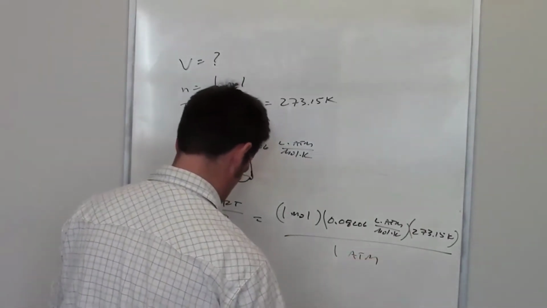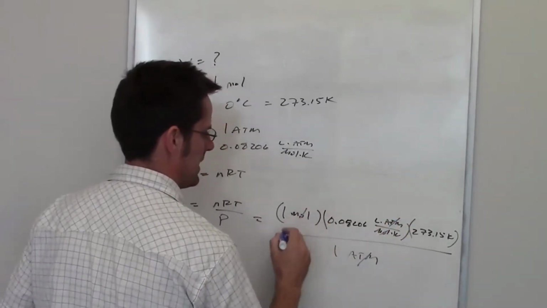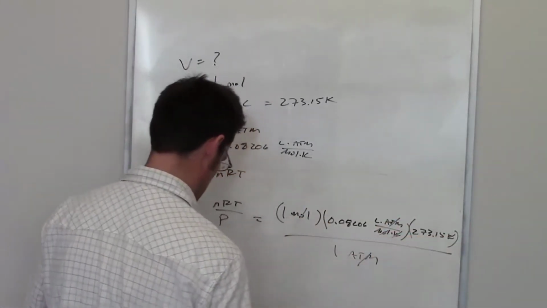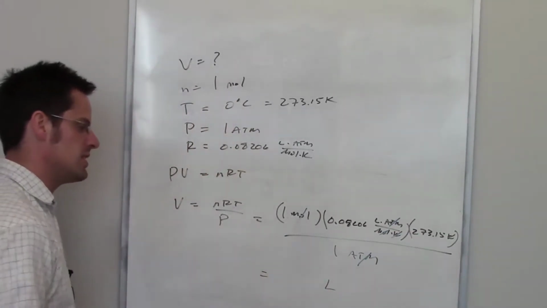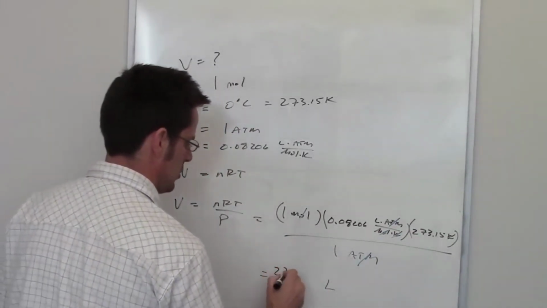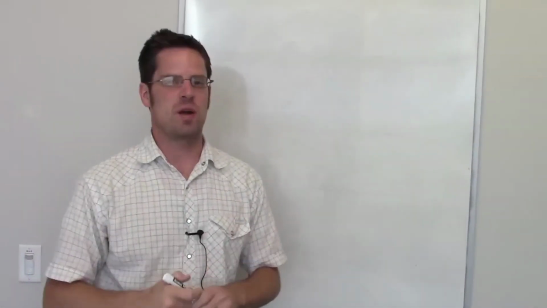We should see, of course, that our units cancel out beautifully. I've got atmospheres canceling atmospheres, moles canceling out moles, kelvins canceling out kelvins, and I'm left with liters. If you throw that in your calculator, you should see that it equals 22.41. Aren't we having a grand old time?